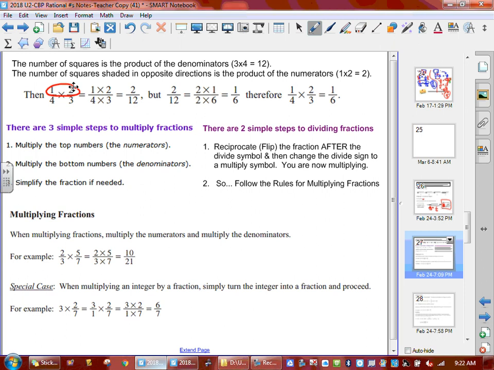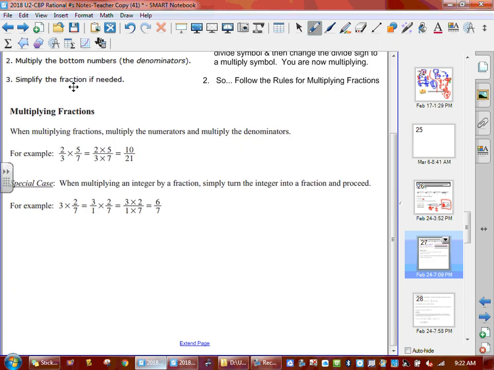Now, there's 3 simple steps to multiply. Multiply top numbers, the numerators, so multiply across, top to top, multiply bottom to bottom across, and then you reduce, always simplify your fraction. Now, multiply your fractions, we're doing an example down here. We'll talk about dividing in a moment. So, you multiply numerators, you multiply denominators. Basically, like I show you, straight across. So that's what they're showing us here that they've done. And then 2 times 5 is 10, and 21.